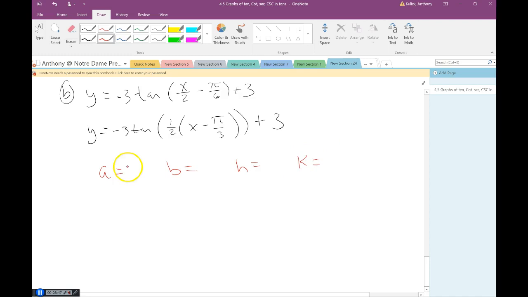A is negative 3. B is 2. H is pi over 3. And K is 3. So again, by not writing it in standard form, it's easy to mess up what the H is. Well, if I do pi over 3 times 1/2, I get pi over 6, because I just multiply across, right? So it's just, it's that simple.